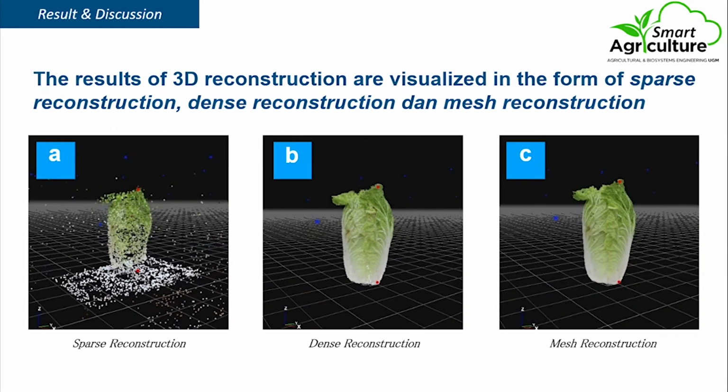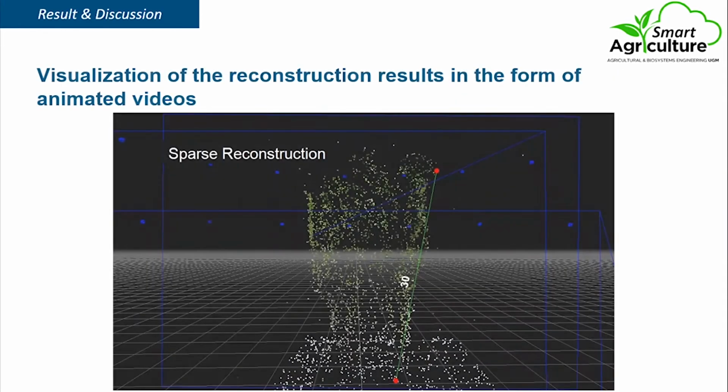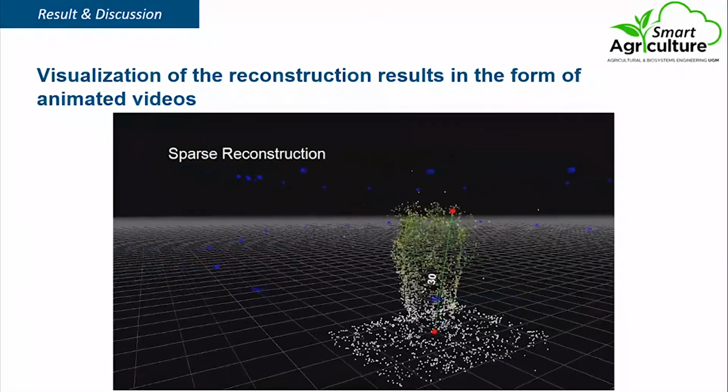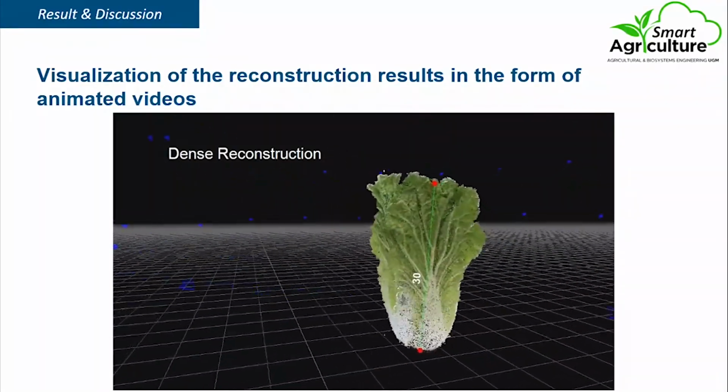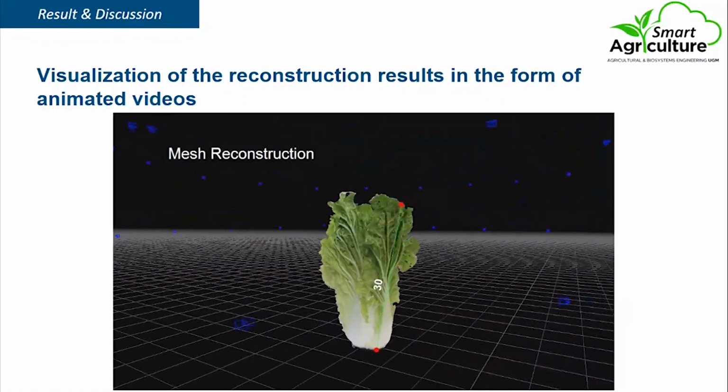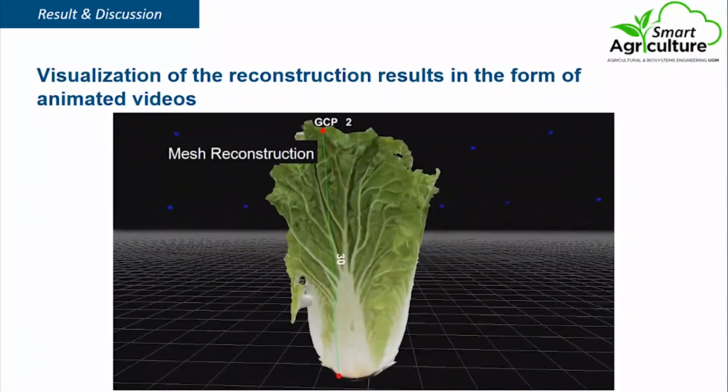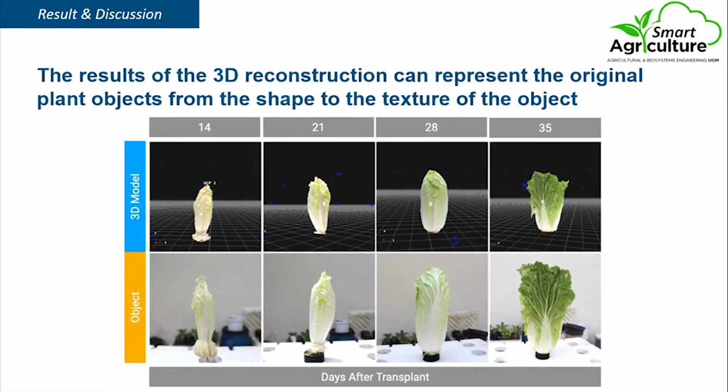The results of the reconstruction are visualized in the form of sparse reconstruction, dense reconstruction, and mesh reconstruction. And this is a visualization of the reconstruction result in the form of animated videos. This result of the 3D reconstruction can represent the original plant objects from the shape to the texture of the object.